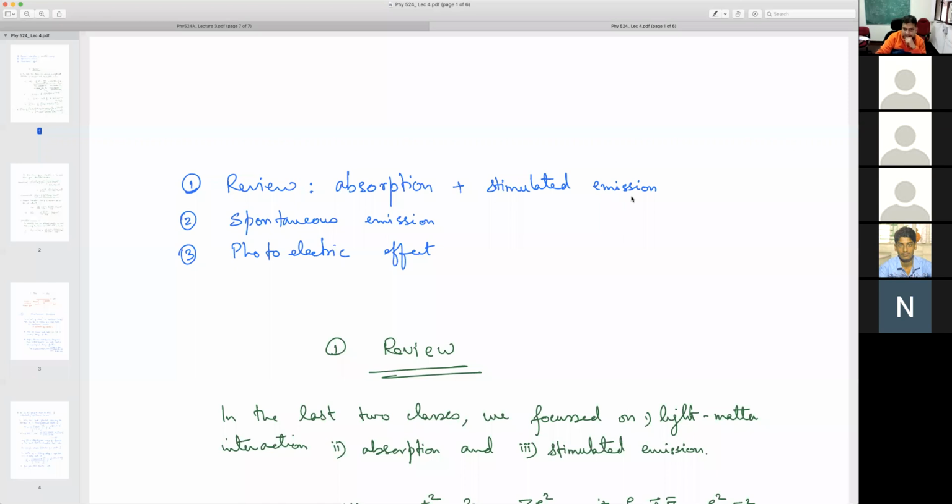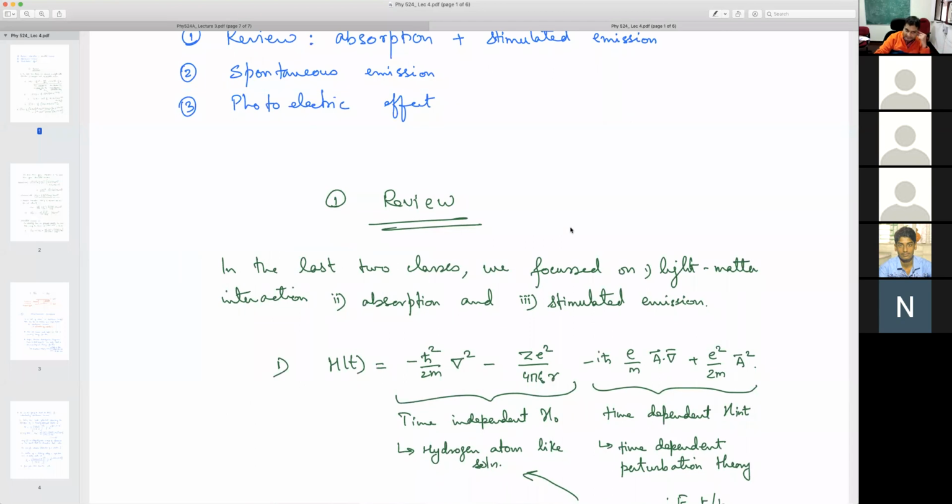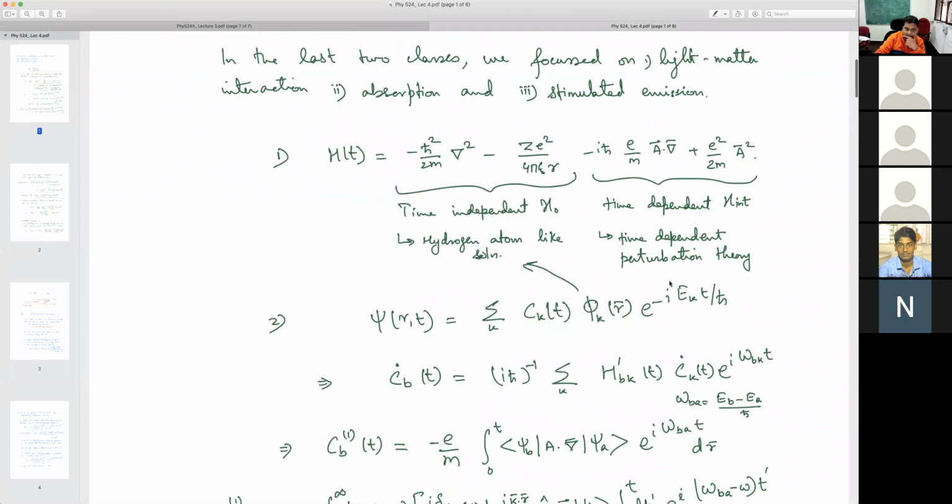Of absorption and stimulated emission, spontaneous emission, and photoelectric effect. But I'll skip photoelectric effect for today. So today we will just limit to these first two. The review we had already done, but let me go through it once again, just because it's sort of important. So we discussed absorption and stimulated emission.